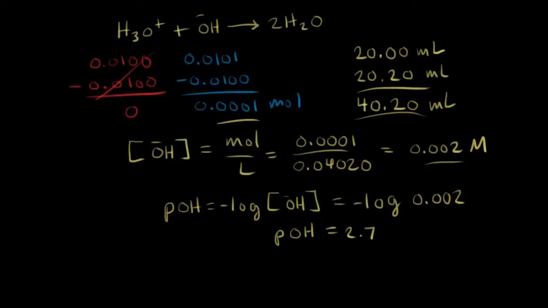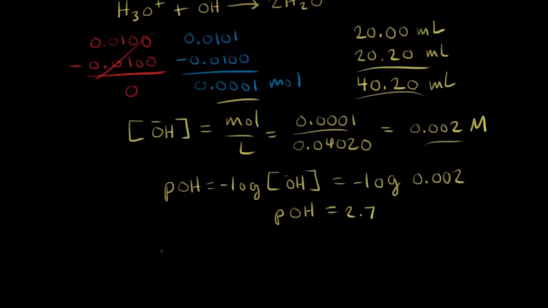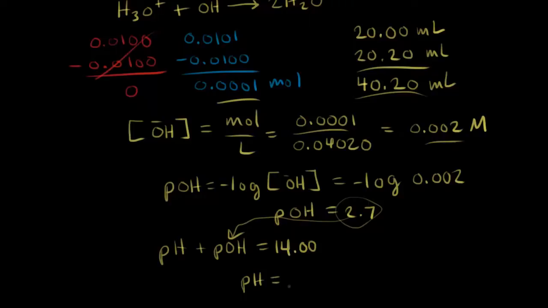And finally, to find the pH, we need to know one more equation. The pH plus the pOH is equal to 14. So if we plug in 2.7 into here, the pH is equal to 14 minus 2.7, which is of course 11.3. So we finally found the pH.